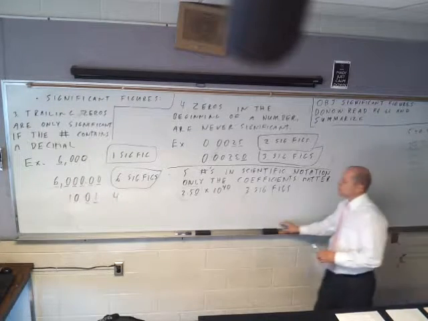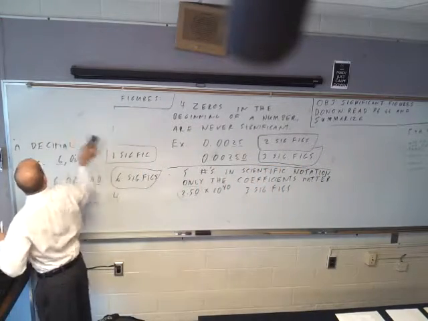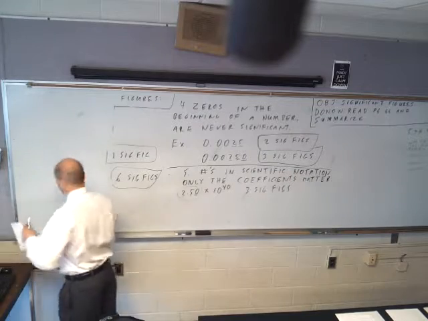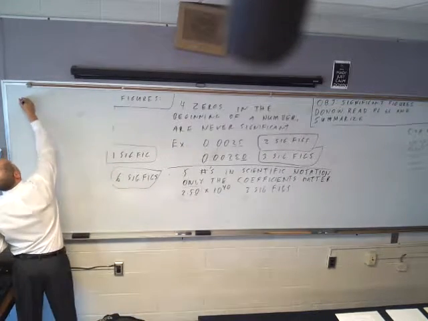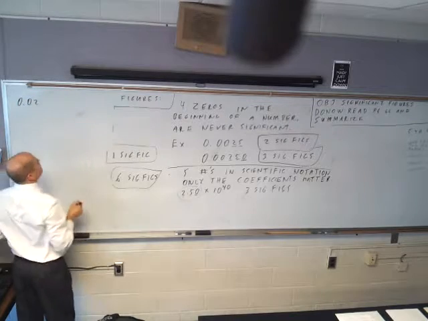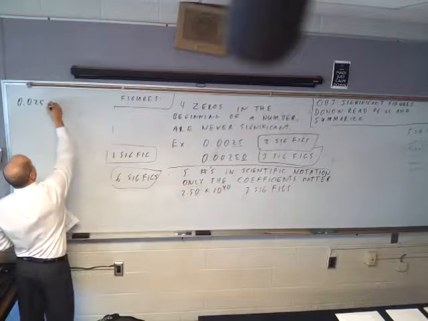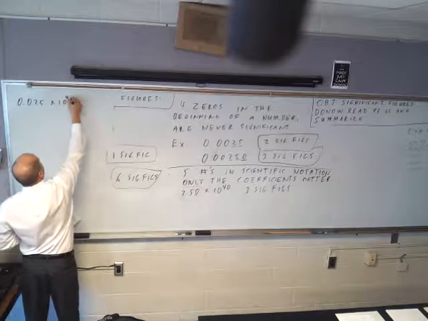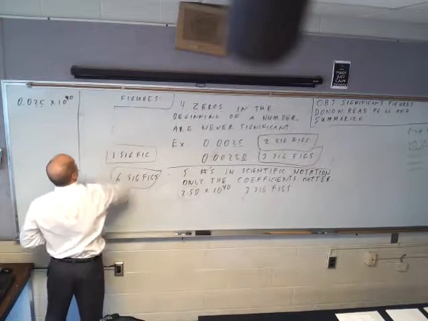All right, let's do a few examples. So let's say we were doing 3.0.02, I'll put a 5 after that. Okay. Times 10 to the 40th. The only ones that would count were the 2 and the 5. So it would have 2 sig figs.